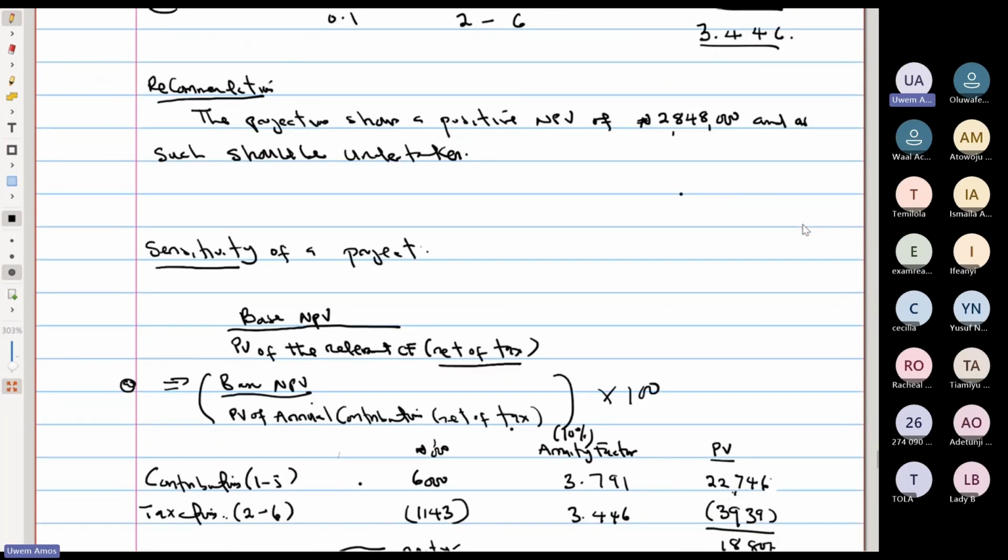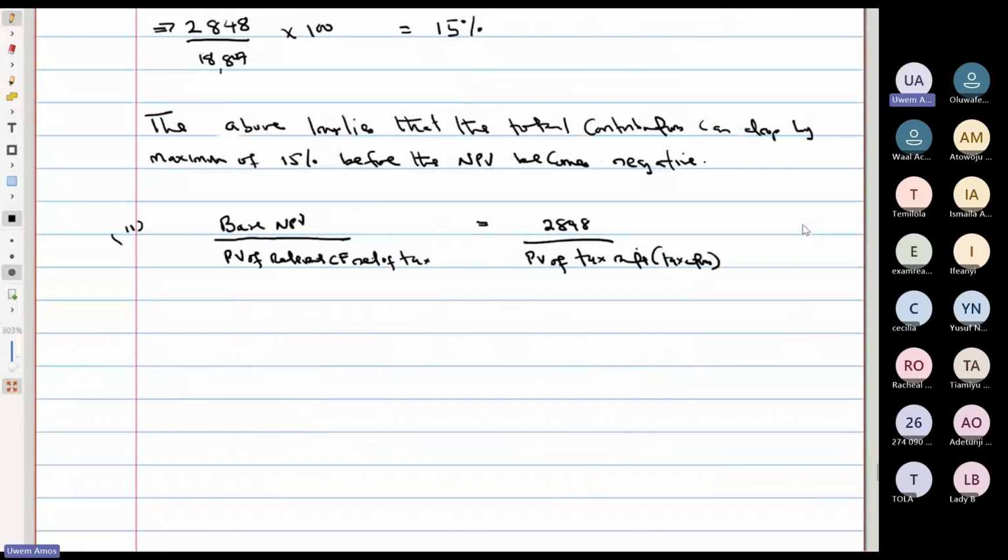So that would be 2848 divided by 2757. To get it in percentage, we multiply it by 100. So what do we have? 2848 divided by 2757 multiplied by 100. So what do we have? 103%.